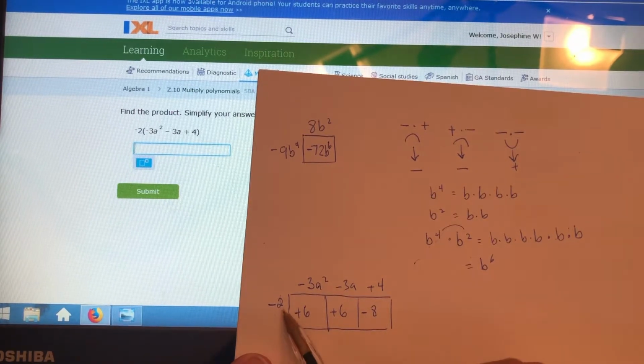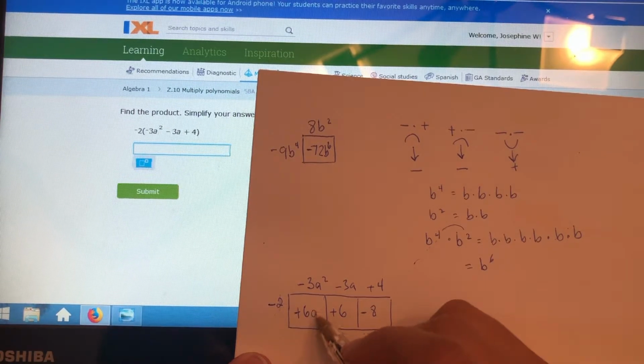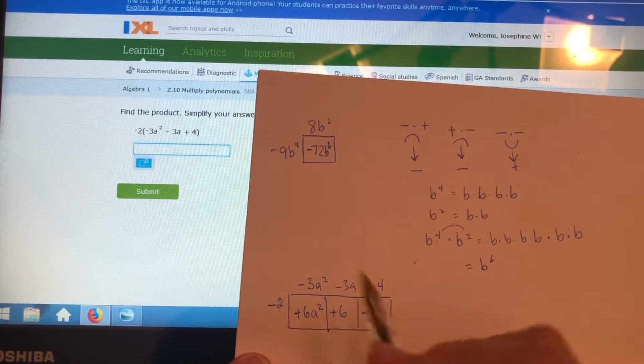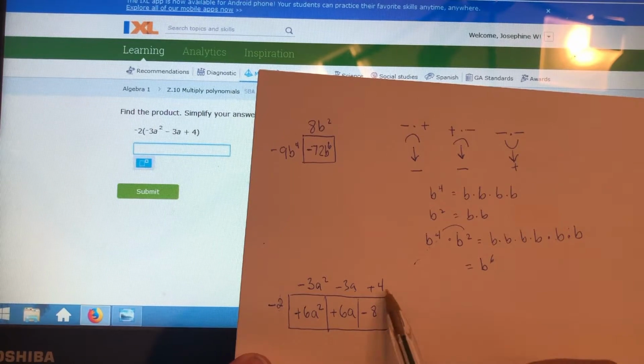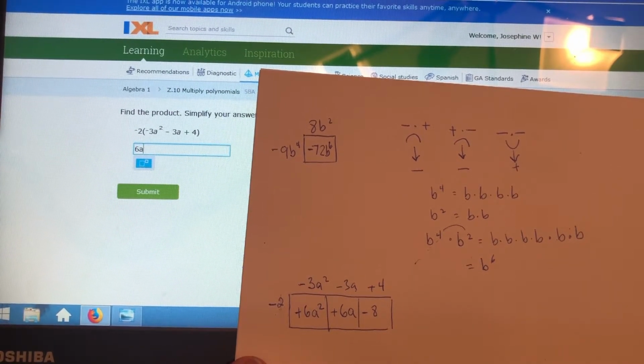Then I'm going to do my variables. No variable times a squared, that's just going to be a squared. No variable times a, just going to be a. No variable times no variable, nothing. And that's my answer. Now I just look at my box to make sure there's nothing to combine, because this is a squared, this is a, and this is no variable. So then you're going to put that in: 6a squared plus 6a minus 8.